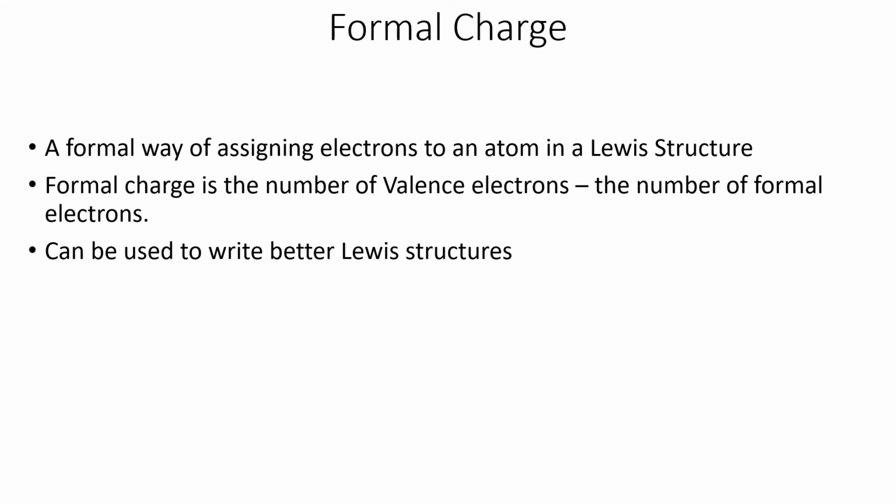So the next thing we want to talk about in terms of Lewis structure writing is something called formal charge. Formal charge is a formal way of assigning electrons to an atom in a Lewis structure. Formal charge is the number of valence electrons minus the number of formal electrons. And we can use this in order to write better Lewis structures. It's a tie-breaking type thing we can do when we have two good Lewis structures that we're looking at. We can use this to decide what the real Lewis structure should be.